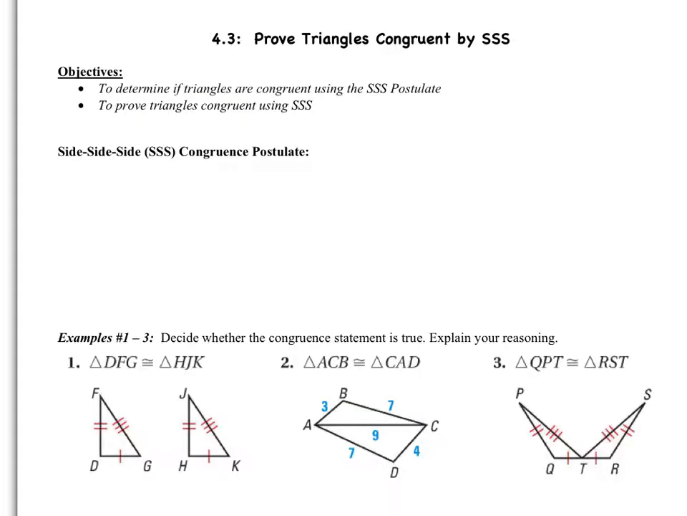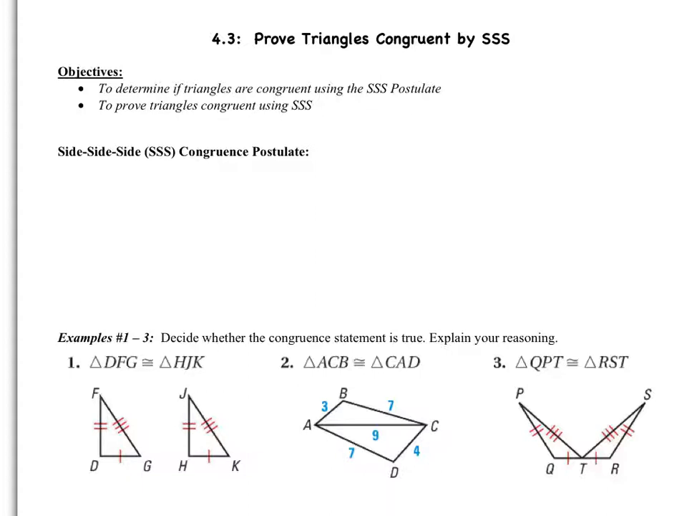Welcome to the third video of Chapter 4. Today is Section 4.3, Proving Triangles Congruent by SSS. So before this, we wrote congruency statements, and we talked about how congruent figures have all sides and angles congruent. Now we're going to learn one specific way of proving triangles congruent. We're going to do a few proofs today, and then we're going to have an actual proof day after this.